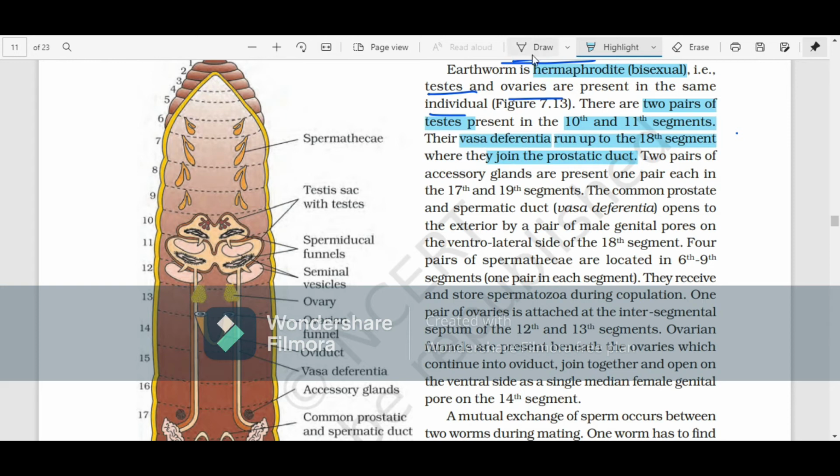Okay, so you can remember this way: 10 to 11, 11 to 12, 12 to 13. 10 to 11 is your testis, 11 to 12 is your seminal vesicles, and 12 to 13 is the ovaries. The vasa deferentia run up to the 18th segment and join the prostatic duct. Two pairs of accessory glands are present, one pair each in the 17th and 19th segments.